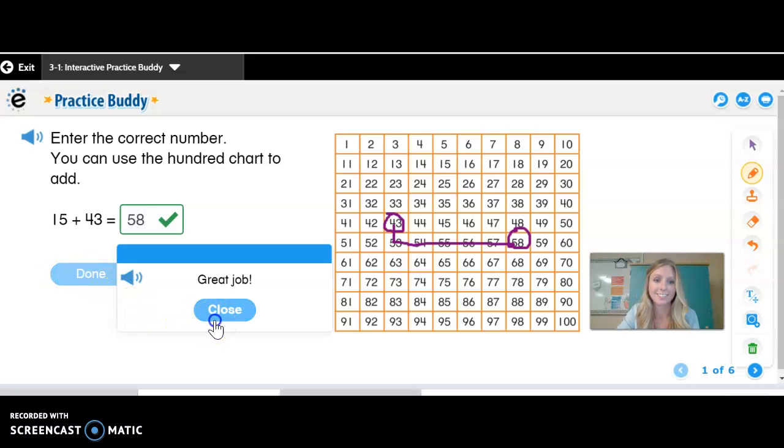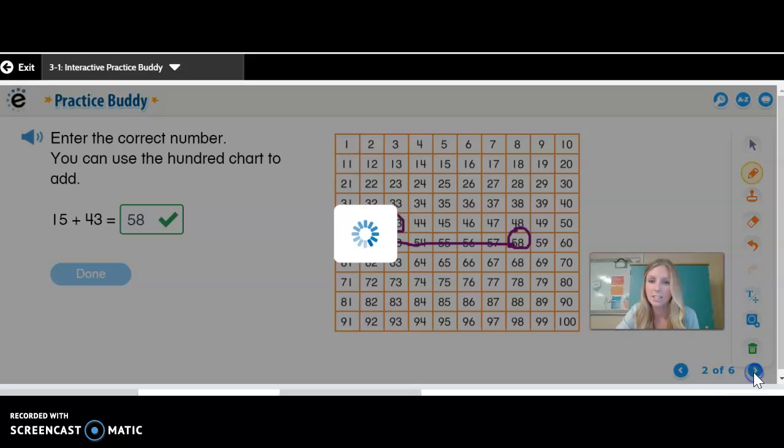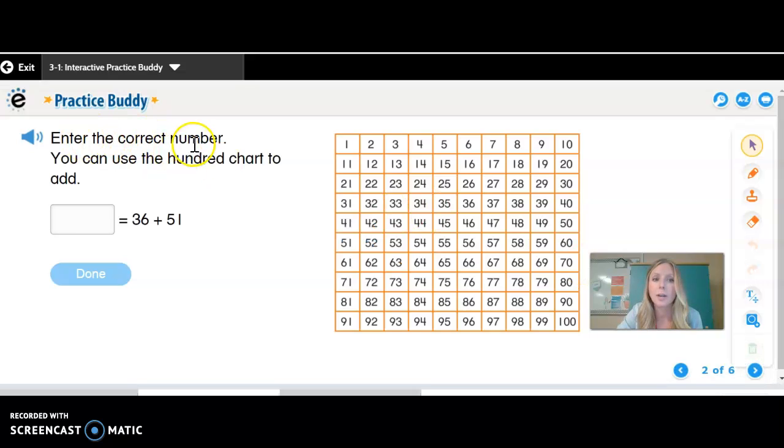Click done. Good job. Isn't that fun? Let's go on to the next one. Enter the correct number, it says. You can use the hundreds chart to add. Same thing, we get to use this all day long, all right? Let's look at our numbers. 36 plus 51 equals blank. Which number is the biggest? Which one are we going to start with first?